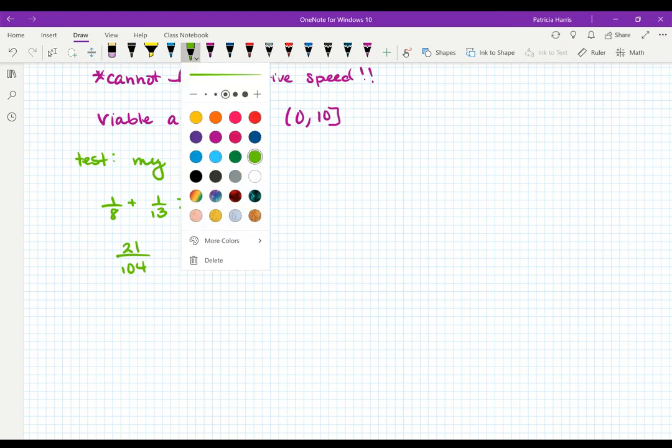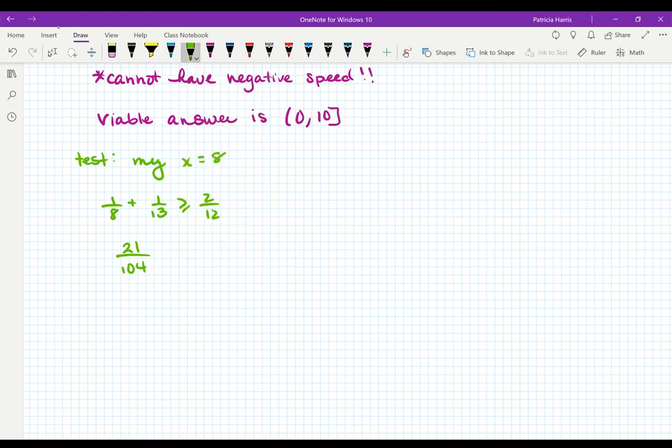Now my question is, is that greater than 2/12? So let's change everything to a decimal. So 21 over 104 is 0.2019. Is that greater than 2 divided by 12? And it is.